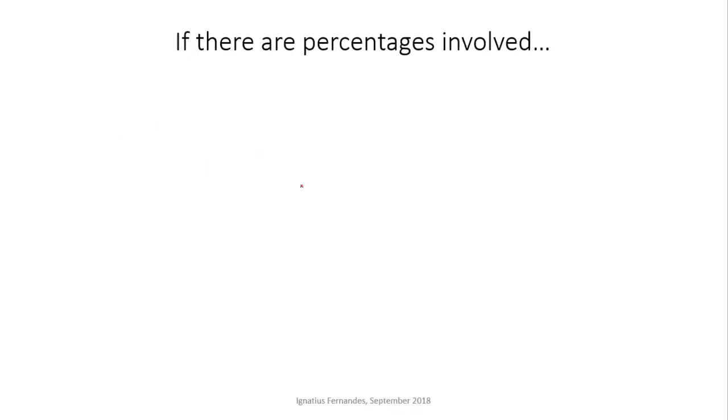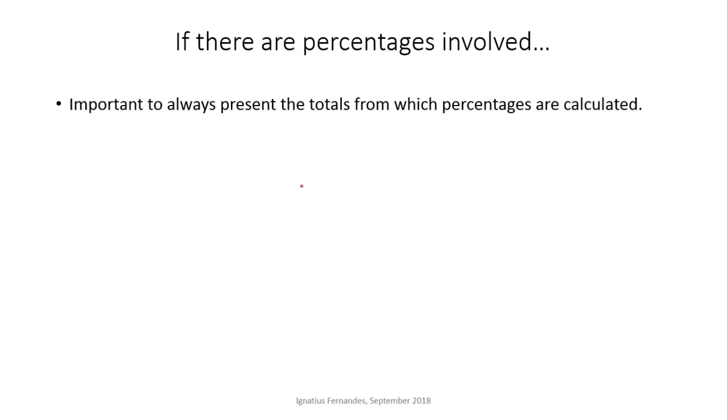Now there are some things that you need to keep in mind in case percentages are involved. It is important to always present the totals from which the percentages are calculated. So whenever you are presenting percentages, in that table you should always mention even the frequency values or the values from which those percentages are calculated. If only percentages are presented in a table, that does not give us a clear idea of what the data is or how it has been calculated, and so on.